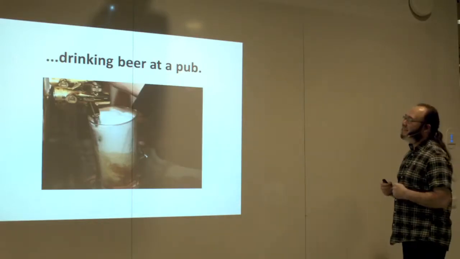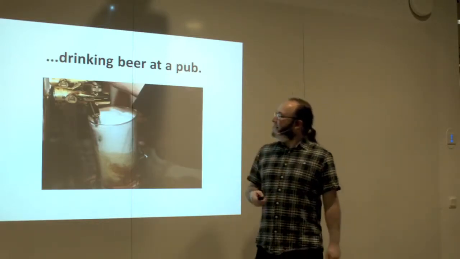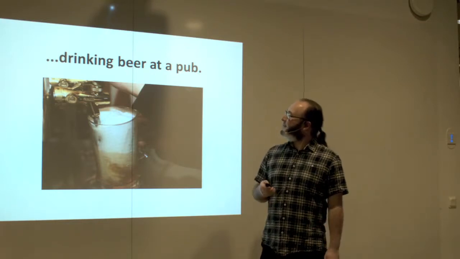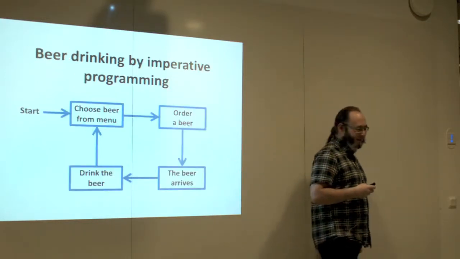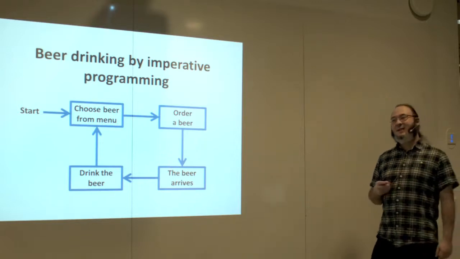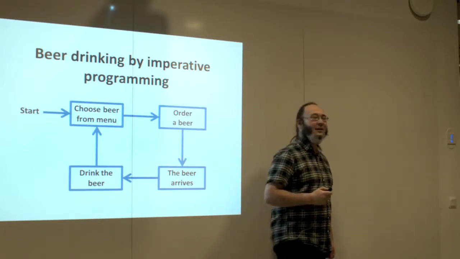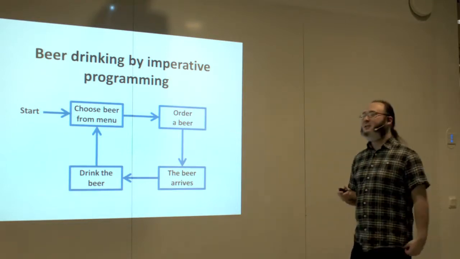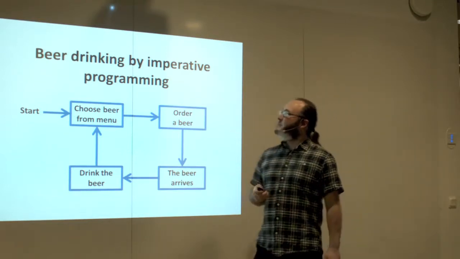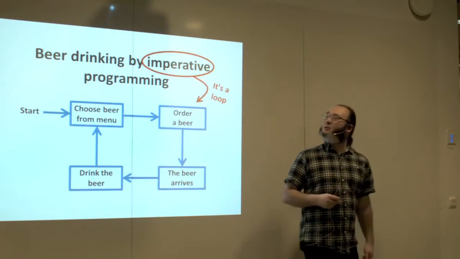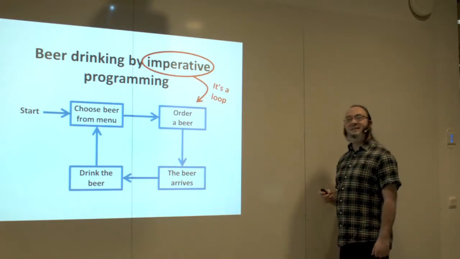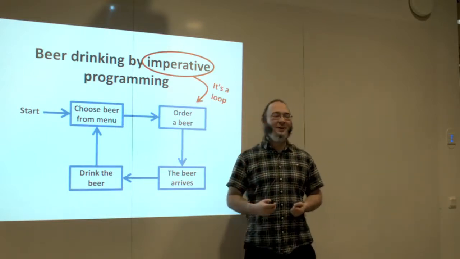Yeah. So, drinking beer. Depending how you factor it, it's kind of imperative, right? I mean, this is an imperative implementation, or at least a flowchart of it, for drinking beer. Why is it imperative? Because it's got a loop. A loop is an imperative programming construct, right?